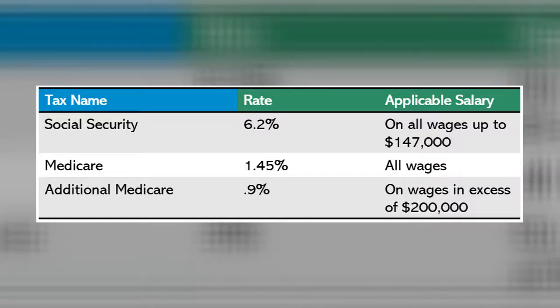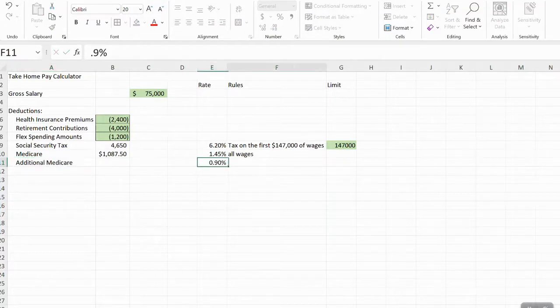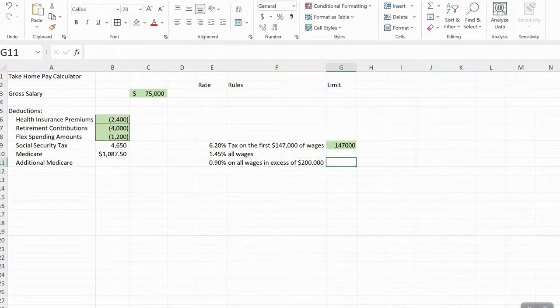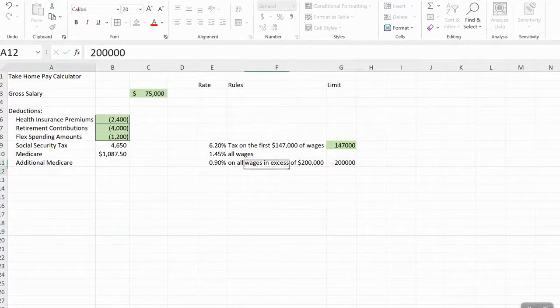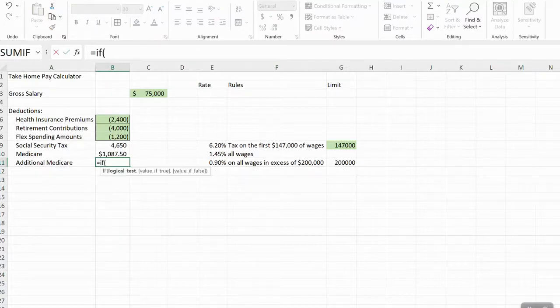Okay. And then finally, we have a third one called additional Medicare. Now this Medicare is 0.9% on wages in excess of 200,000 if you're an individual. So our additional Medicare, we don't want to leave that out, percent, and it's on all wages in excess of 200,000. So here we'll do 200,000. So we could do another if-then statement. Again, get some practice with our simple if-thens, and then we're going to group them. We're going to get into more detailed if-then statements.